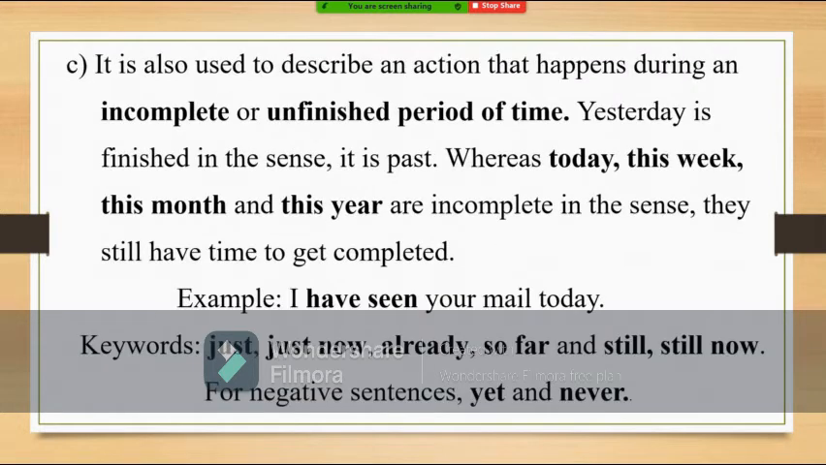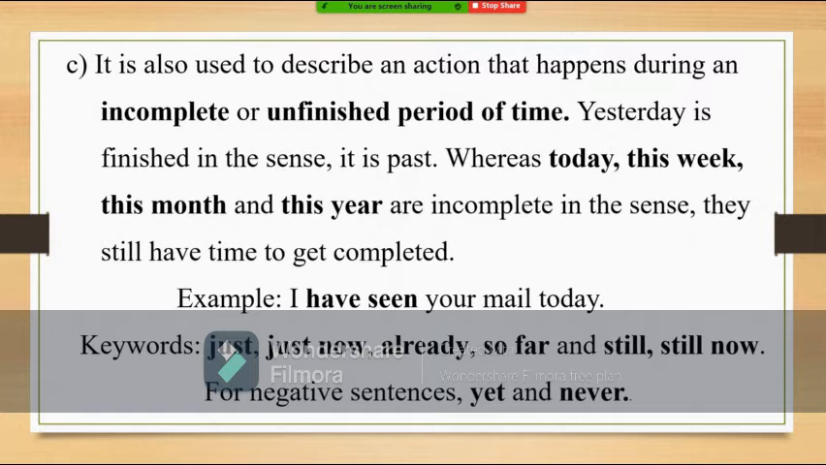For incomplete period of time or unfinished period of time, you can use present perfect tense. What is incomplete or unfinished period of time? Yesterday means it is finished. It is complete. Yesterday is gone. Last week, last month, last year, like that. These are all gone. But today, still we have more time to get today completed. This week means still we have some more days to get this week completed. So this month, they are not finished. They are not complete. Still they have some more time.